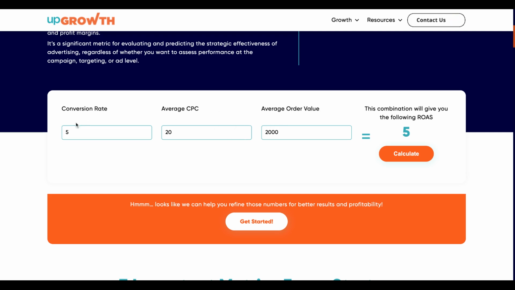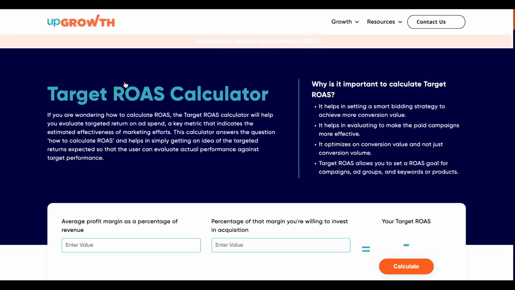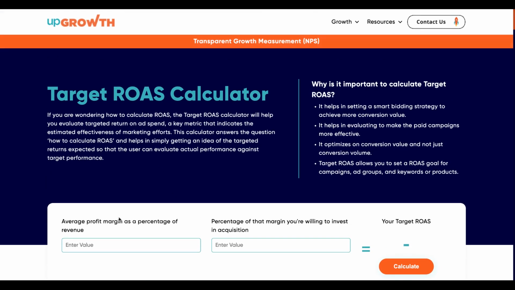Let's say you don't understand these parameters, you can also check out our alternate target ROAS calculator using two different parameters. You can simply type free target ROAS calculator in your Google search engine, and on the SERP, in the first link you will see Upgrowth's alternate calculator being listed. As you can see, here are two distinct input variables to determine target ROAS. So there are two ways that you can determine your target ROAS.